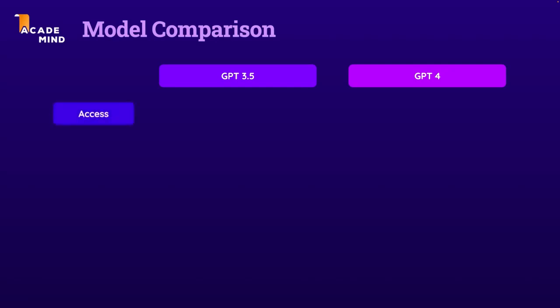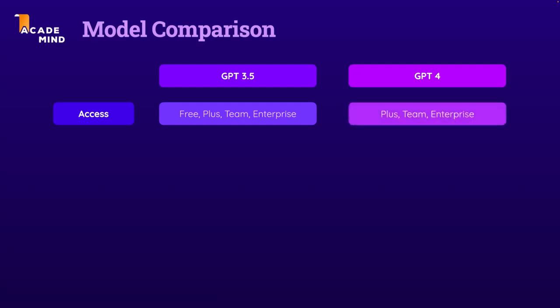Regarding access, the 3.5 model is available for every ChatGPT pricing plan. The GPT-4 model is not available for the free plan, so you have to pay to get access to the GPT-4 model.